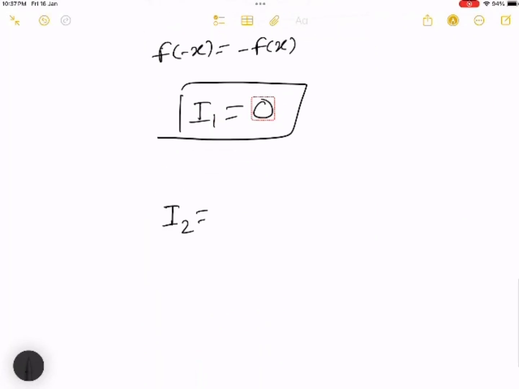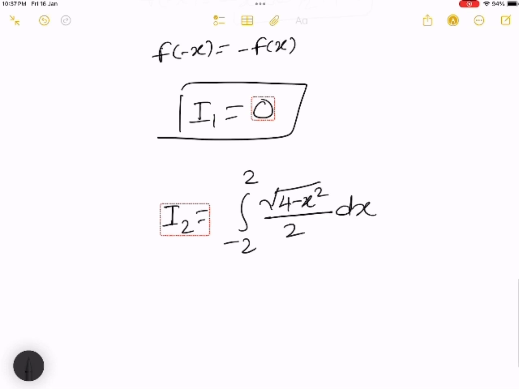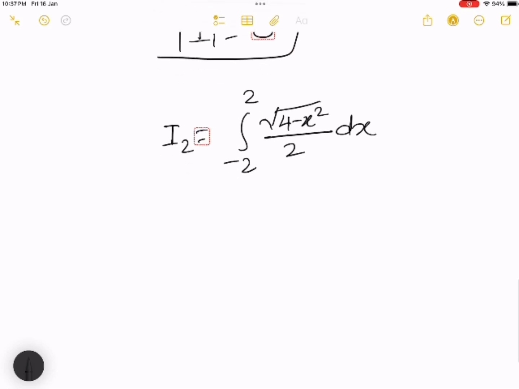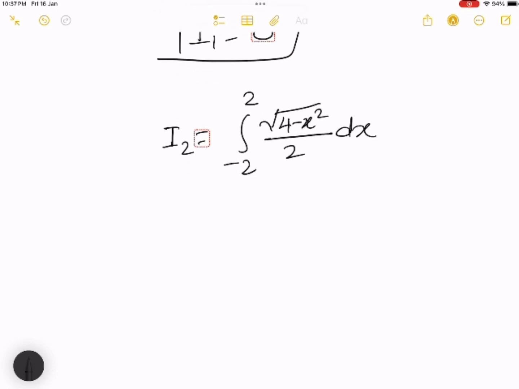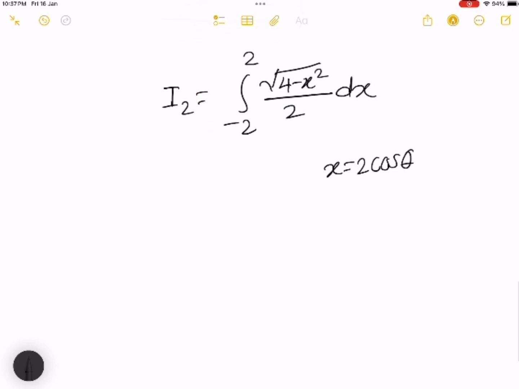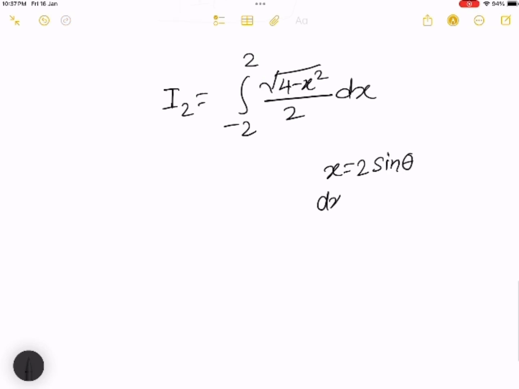So what is I2 in our case? It's the integral from -2 to 2 of the square root of 4 minus x squared, divided by 2, dx. Now we can apply a substitution here. Since this is 4 and this is a square, we can put x equals twice cos theta. No, not twice cos theta. We can also do that, but then the derivative of cos theta is negative. So just put twice sine theta. Then dx will be twice cos theta d theta.